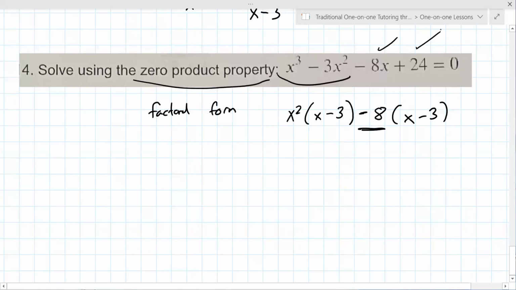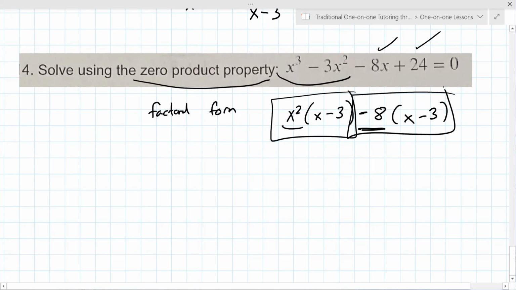And this is called factor by grouping, but to me it's like double factoring, because you have to factor the x minus 3 out of both of these. This is a term, this is a term, and they both have x minus 3 in it. And then you bring the other ones down. So now you set each of these factors equal to 0.